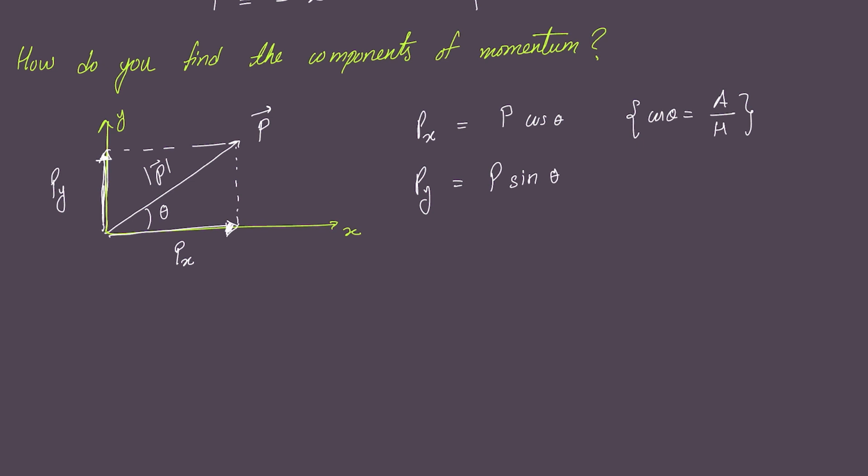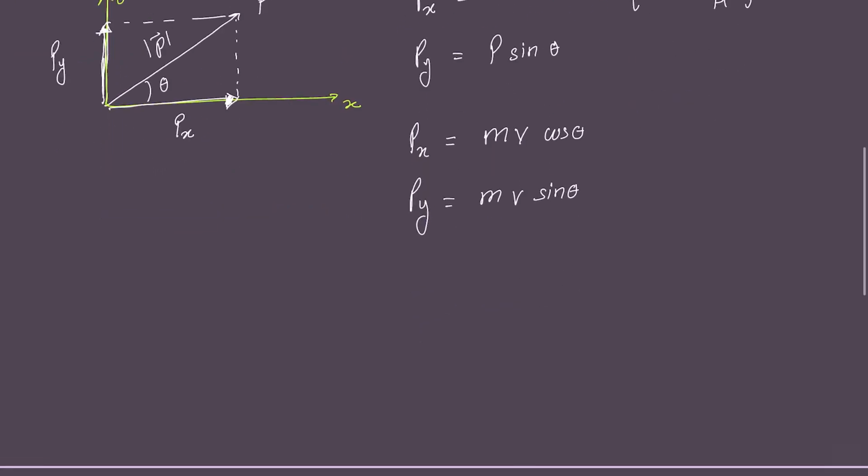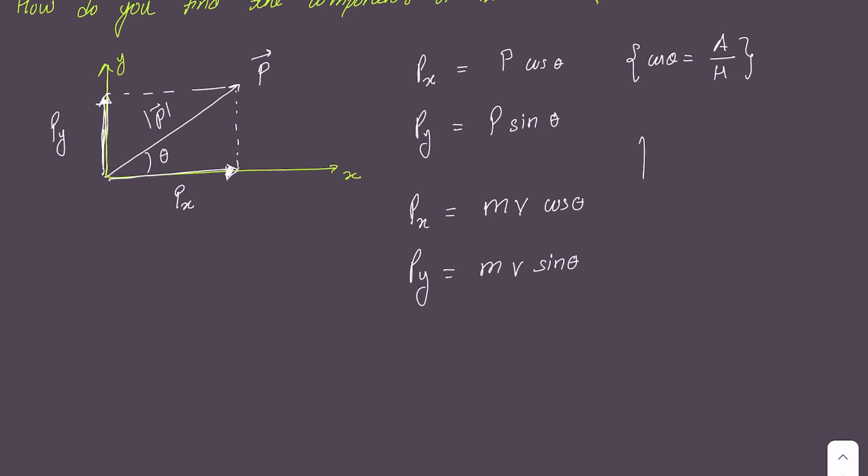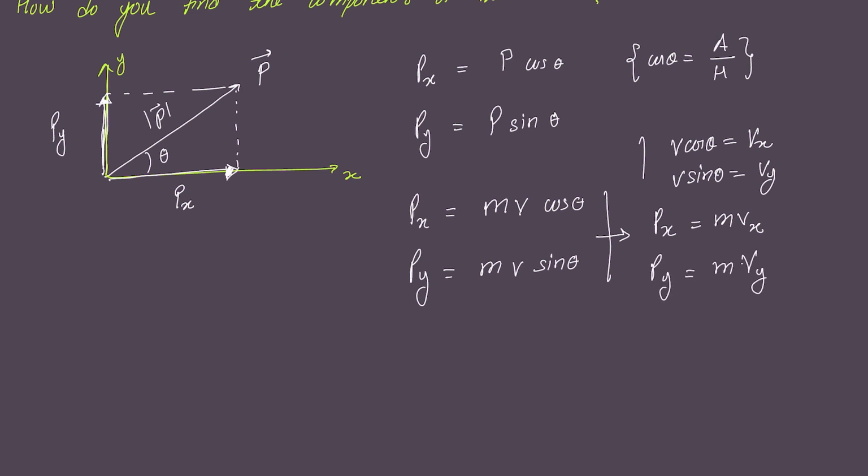So that's the component. If you really want to write down the formula in terms of velocity, that would be just px equals p, which is mv cosine theta, and py will be mv sine theta. And if you remember from the previous discussions, v cosine theta will be actually the x component of velocity, and v sine theta will be the y component of velocity. That means you can write this as px as m times x component of velocity, and py as m times y component of velocity.